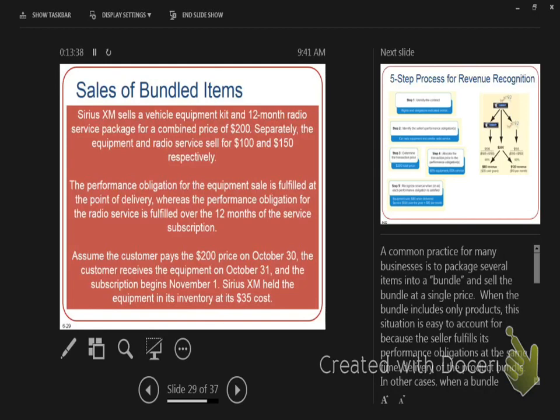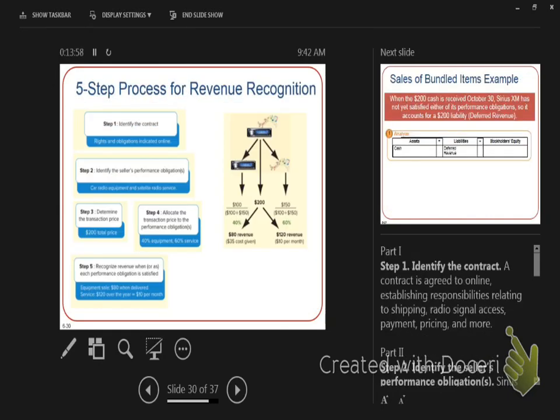They held the equipment in inventory at a cost of $35. So they're selling it for $100. Your cost of goods sold is $35. So somewhere in this process, cost of goods sold is $35. So we got to figure that out. All right, so they kind of go through. Now this looks like a big process, but once you figure it out, it's easy, I promise.